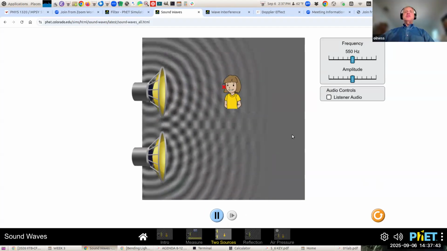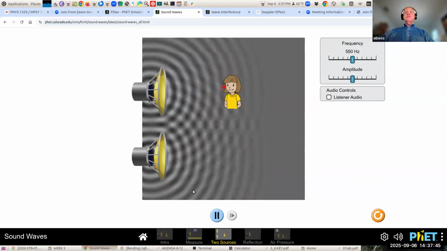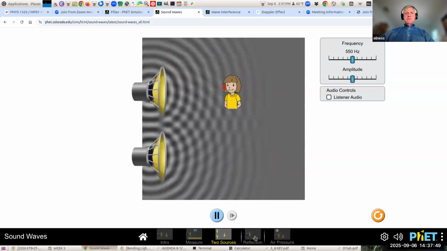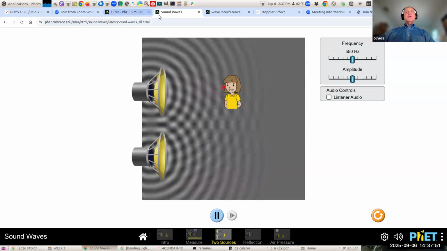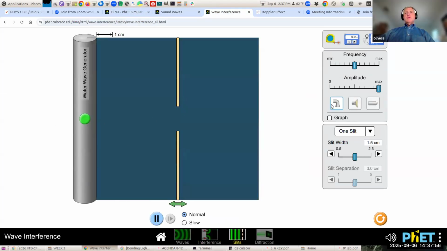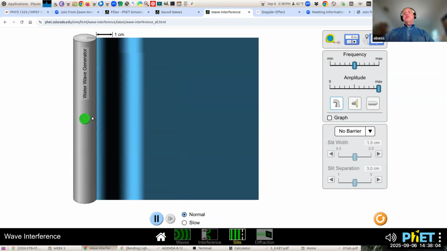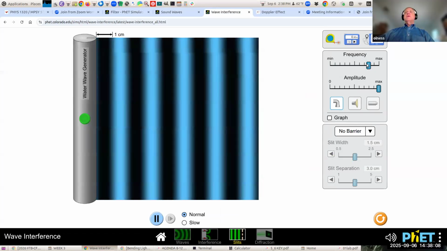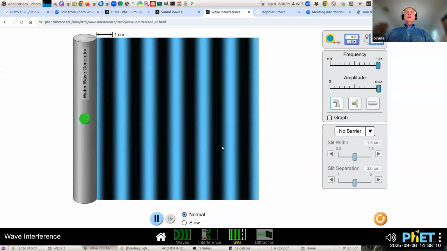I don't want to take up too much time, but the last one I want to talk about is diffraction. Well, actually, let me do wave interference first. Let me do two slits. Okay, I'll actually start with no barrier. So here's a wave pattern. Actually, you'll be doing this down in the lab with the wave tank.